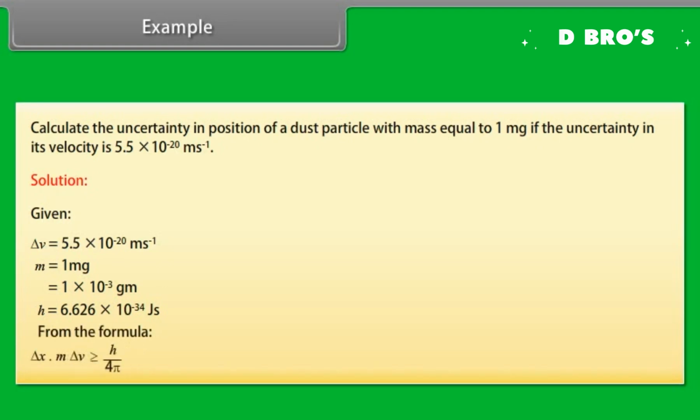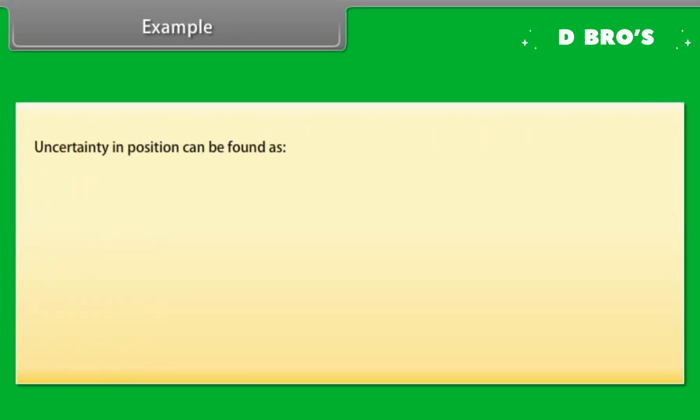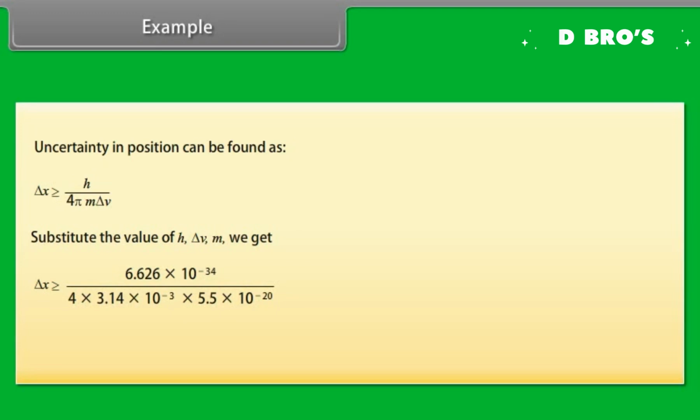From the formula, delta x into m delta v is greater than or equal to h upon 4 pi. The uncertainty in position can be found as delta x greater than or equal to h upon 4 pi m delta v. Substituting the values of h, delta v and m, we get delta x greater than or equal to 6.626 into 10 raised to the power minus 34 divided by 4 into 3.14 into 10 raised to the power minus 3 into 5.5 into 10 raised to the power minus 20. Delta x is greater than or equal to 9.59 into 10 raised to the power minus 13 meter.